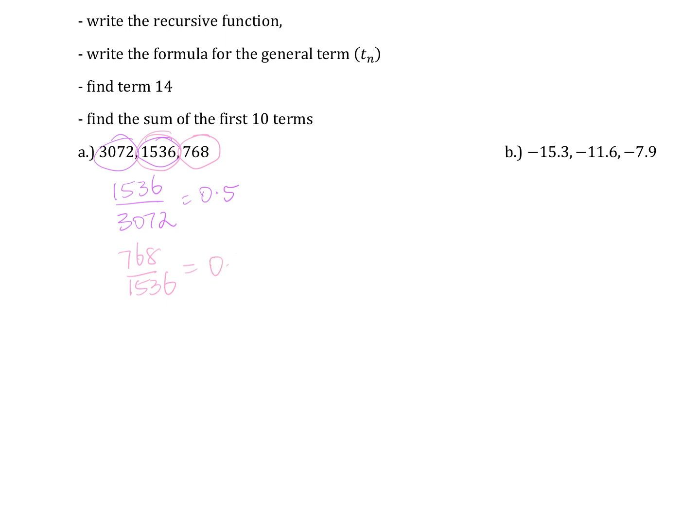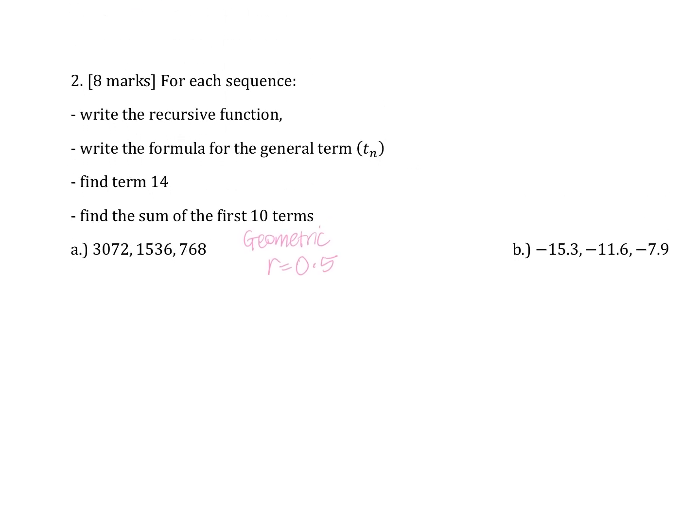And that is also 0.5. So it is geometric, and r is 0.5. That's the common ratio. What that means is that going from term 1 to term 2, I'm multiplying by 0.5. Okay, let's go and now look at these questions.